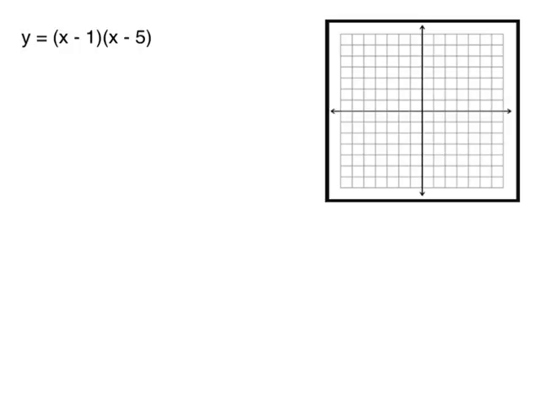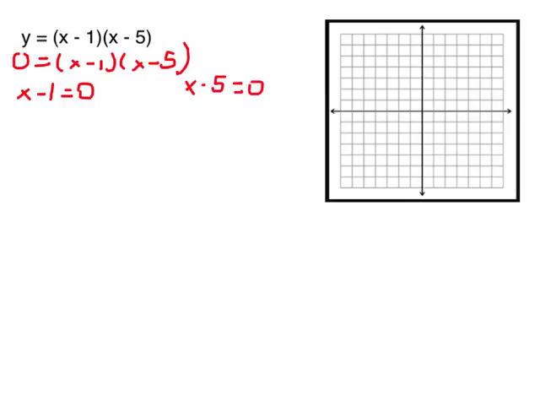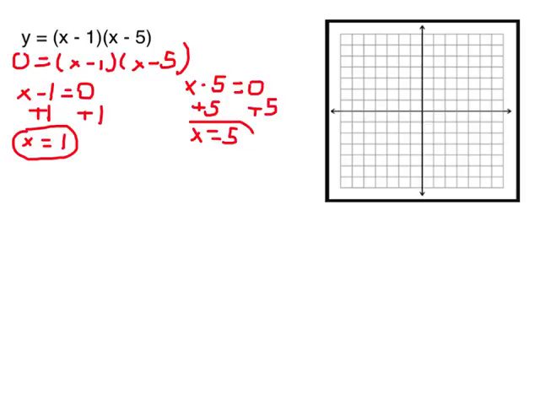So let's solve and see what happens. We set the equation equal to 0, and you would solve for each factor by setting each of them equal to 0. So we make x minus 1 equal to 0, and x minus 5 equal to 0. And then we solve for each x. Add 1 here. X is equal to 1. There's your first x-intercept. Add 5 here. X is equal to 5. There's your second x-intercept.